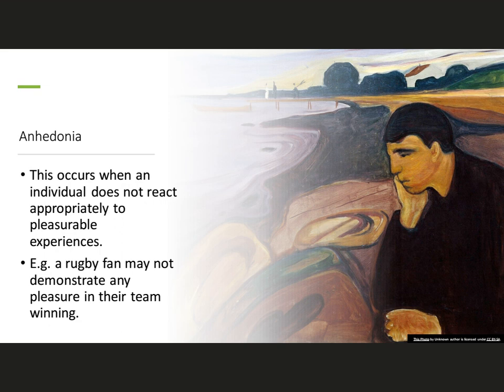Anhedonia is when the individual does not react appropriately to something they should normally enjoy. So if you enjoy being on the beach, once you are there, you don't know how to act and you end up coming across as very melancholy. So another example of this is if a rugby fan was to not demonstrate any pleasure when their team was winning. So if you consider something that you know that you'd have a normal reaction to and that being taken away. So again, the reduction of a typical behaviour.